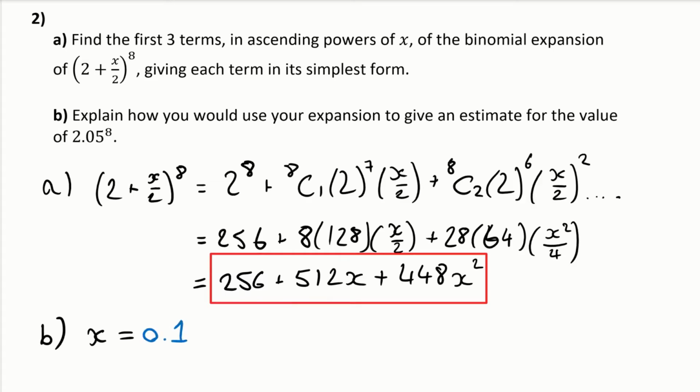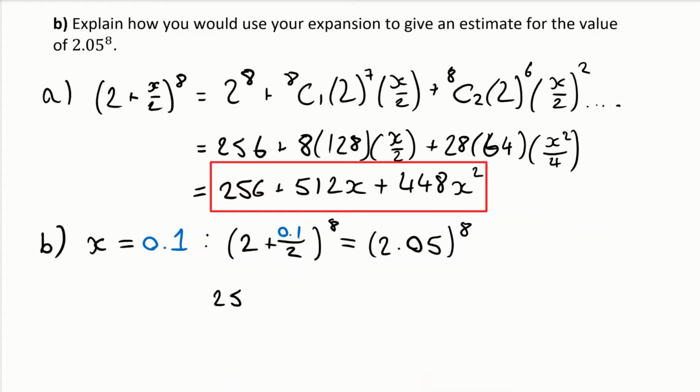So with some quick working out, we realize that 2 plus x over 2 becomes 2.05 when x is equal to 0.1. So when x is 0.1, if we were to plug that in, we would get 2 plus 0.1 over 2 to the power of 8, which is the same as 2.05 to the power of 8. Therefore, we know definitely that 0.1 is the replacement for x that we need for this question.